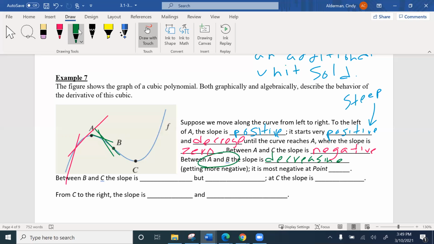Okay, so if it gets more negative, that means it's decreasing. If it gets less negative, that means it's increasing. So it's most negative at point B. And now let's talk about between B and C.